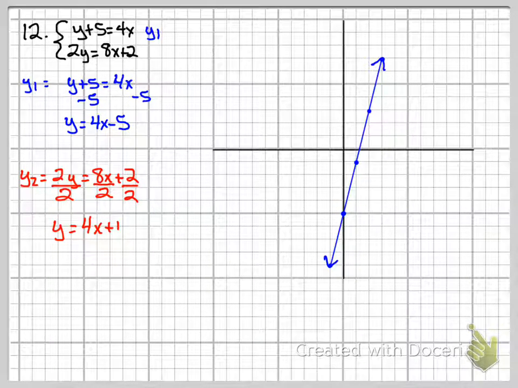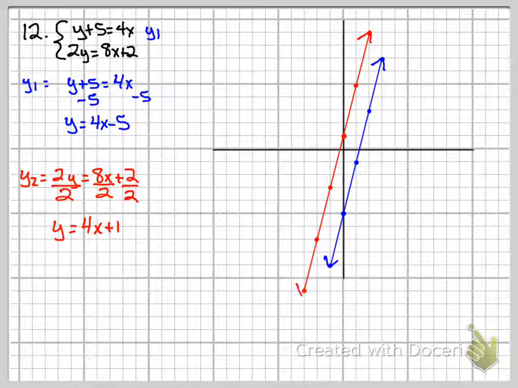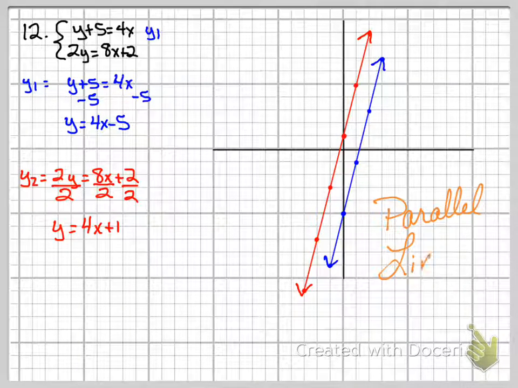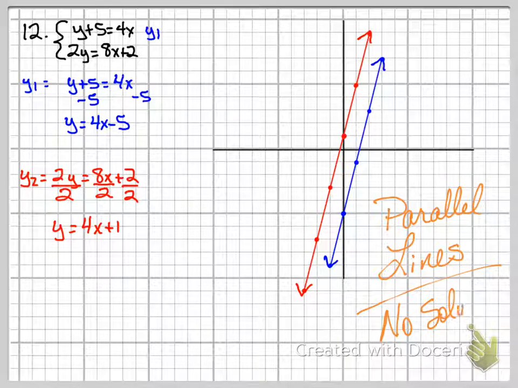I will put a point at 1 and do my slopes. Now, if you'll notice here, these are parallel lines. Because they're parallel lines, they never cross, so we have no solutions. How do I know they're parallel lines? This is what I want you to notice. Each line has the same slope, and they have different y-intercepts. Because they have the same slopes and different y-intercepts, they are parallel lines, and therefore will never touch and will never have a solution.